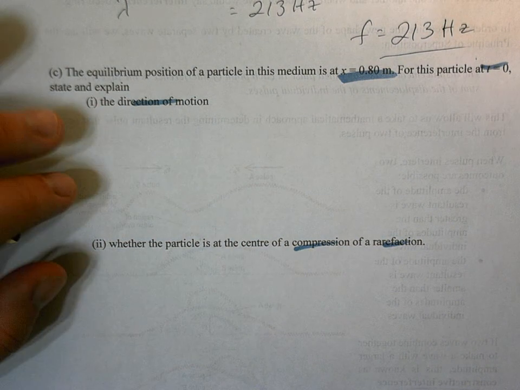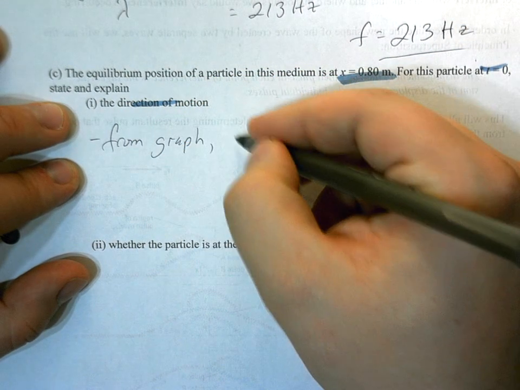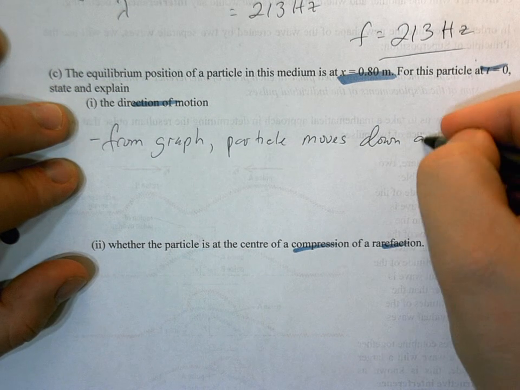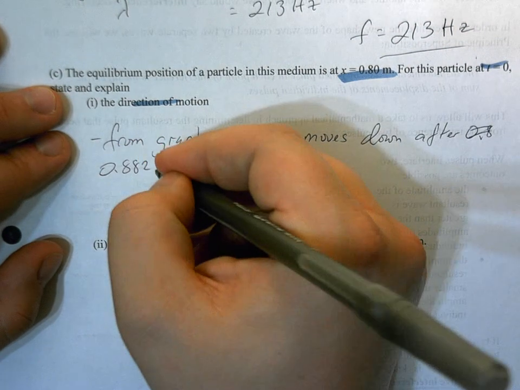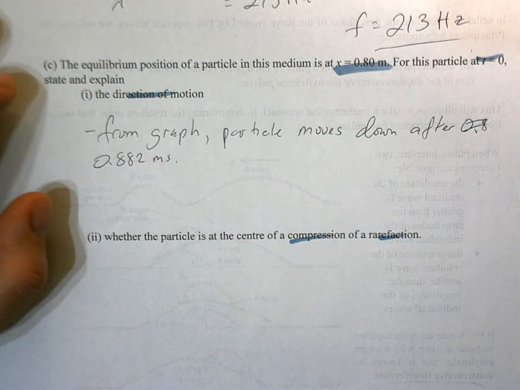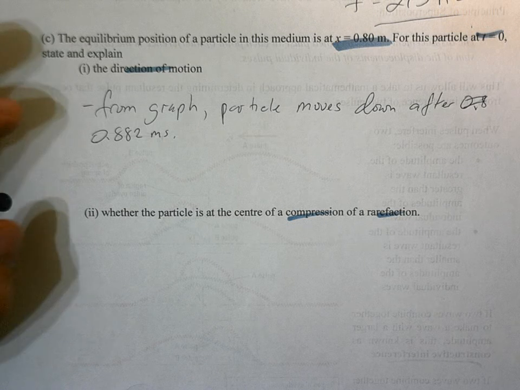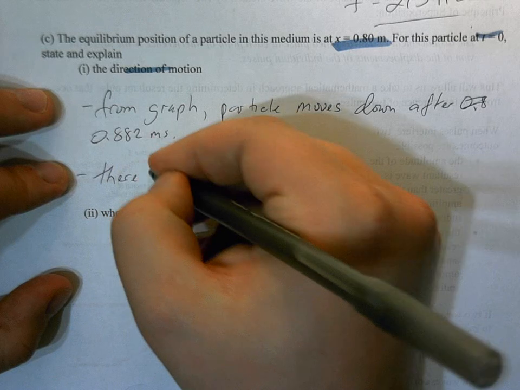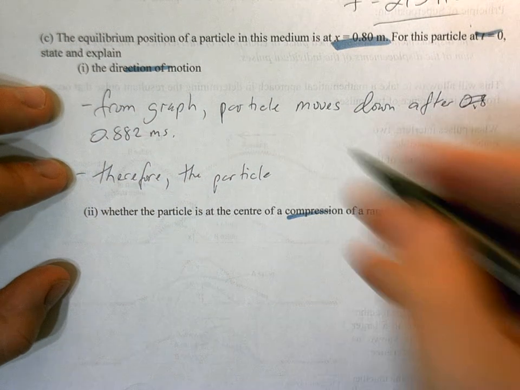So there's two key points they'd be looking for on the exam. First of all, we could say from the graph, the particle moves down after 0.882 milliseconds. And it's important that you reference that you've gotten this from the graph. You don't want to just say it moves down. Where did you get that? We got this from the graph. And then we know that from this information, the particle has to be moving left. And this is based on the information stated in the context of the question.